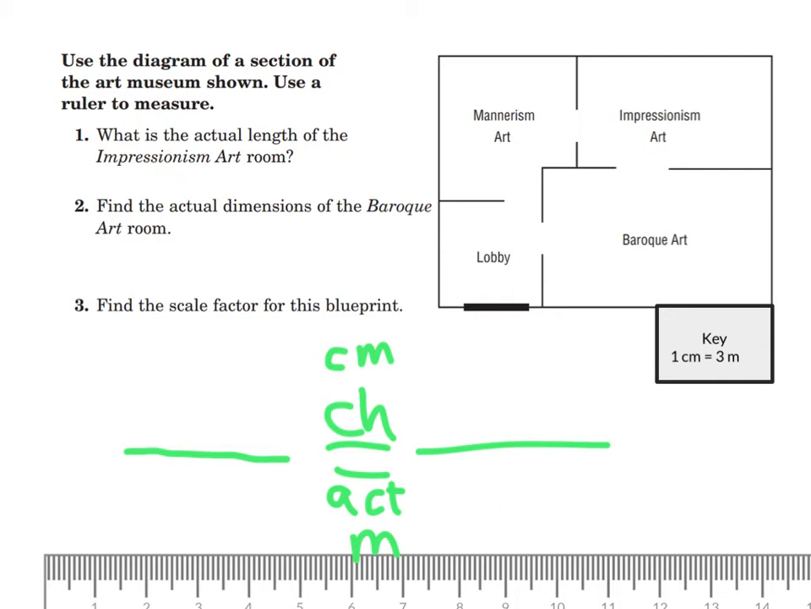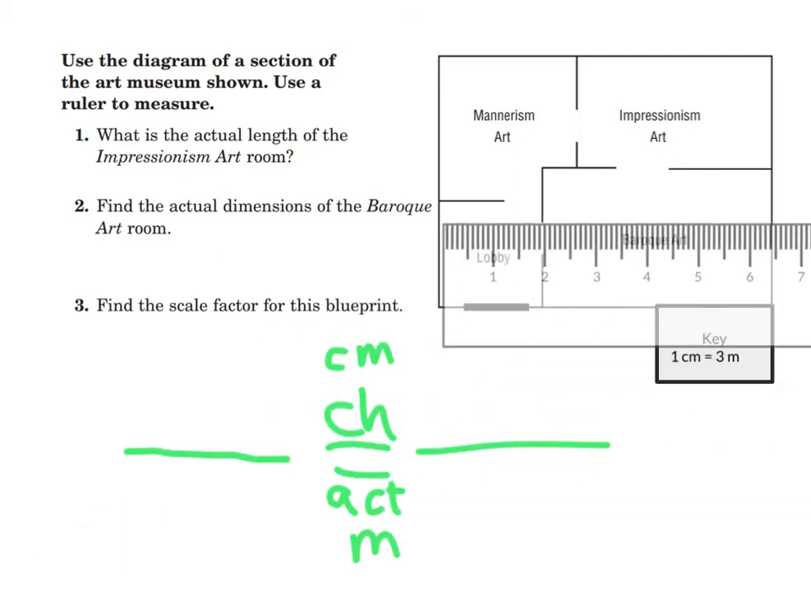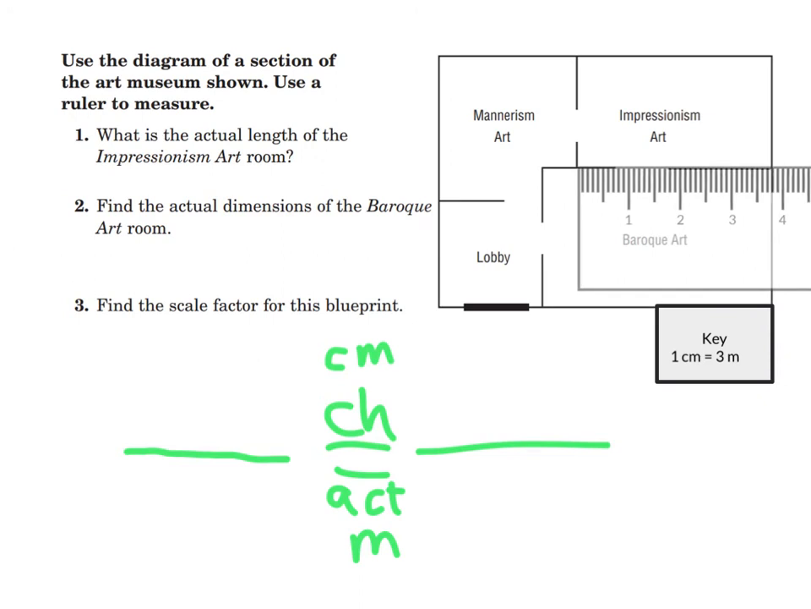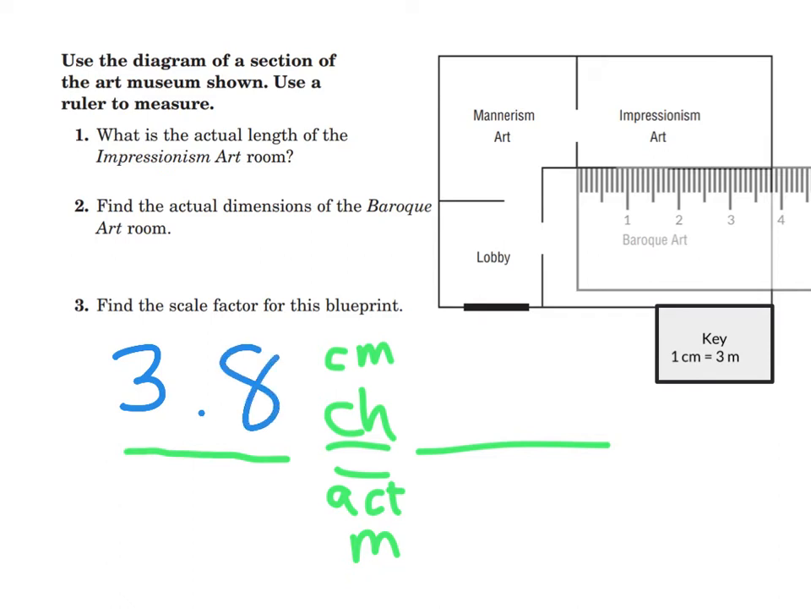All right, number 1 says, what is the actual length of the Impressionism art room? Okay, well, if it's asking for the actual, then they must have given us the changed. So let me take my ruler and go measure the Impressionism room. When I measure that out, that is 3.8 centimeters. So I could write that in, 3.8 centimeters. And my scale that I'm using is 1 centimeter equals 3 meters.